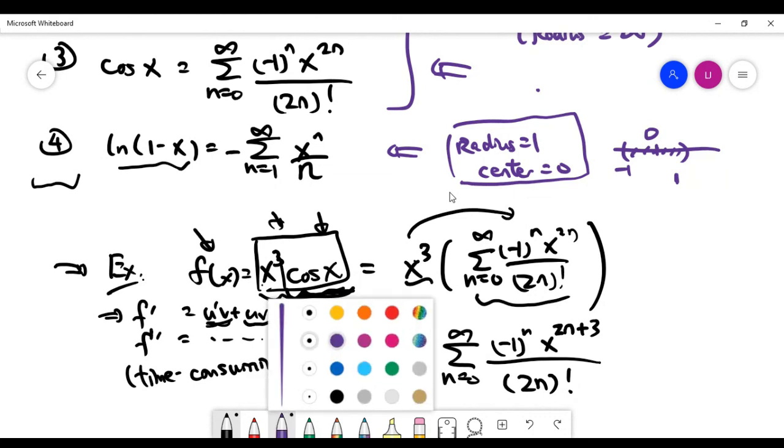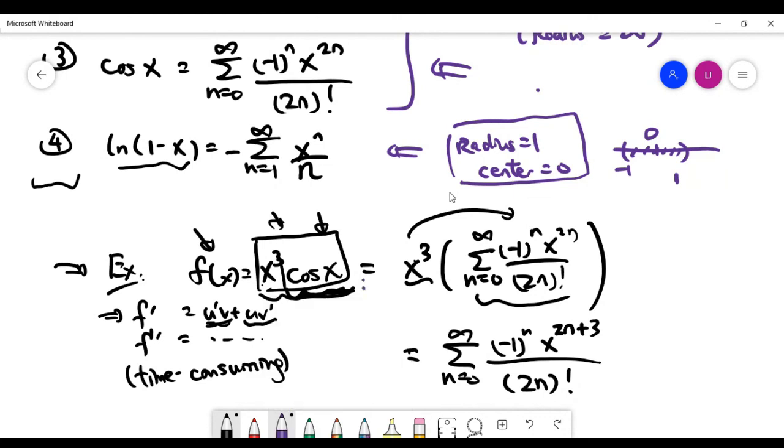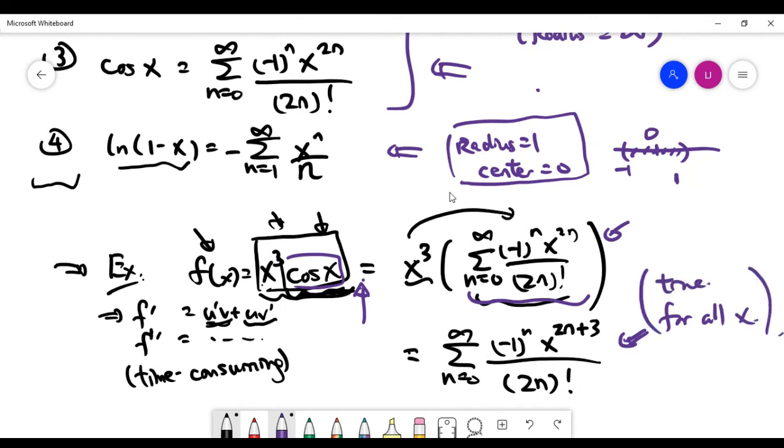So before ending this video, just to let you know that because cosine x always has this power series as a representation for all x, and our current formula only applies the power series of cosine x, the fact is still the same, that it is true for all x. And that's the end of this video.